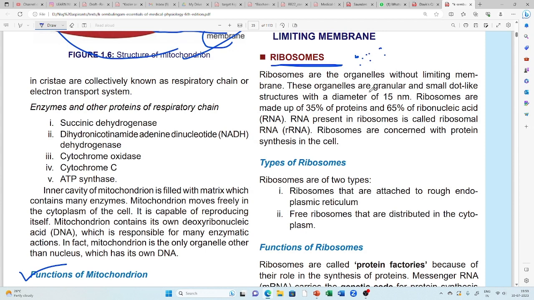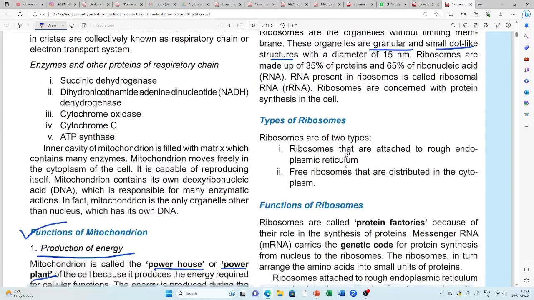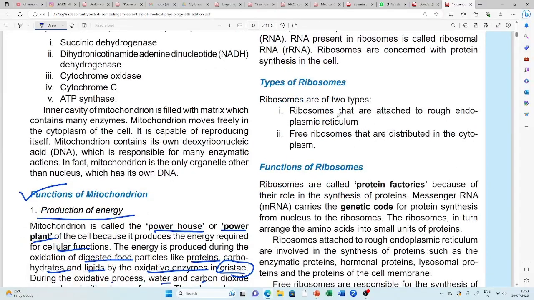These organelles are granular and small dot-like structures. Found over where? Endoplasmic reticulum. Ribosomes are of two types. Some ribosomes are attached to the rough endoplasmic reticulum, and some are free ribosomes that will be distributed in the cytoplasm.